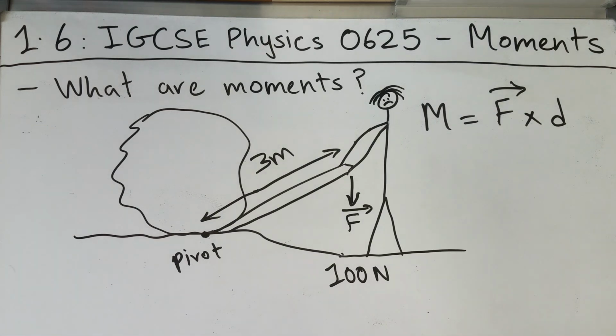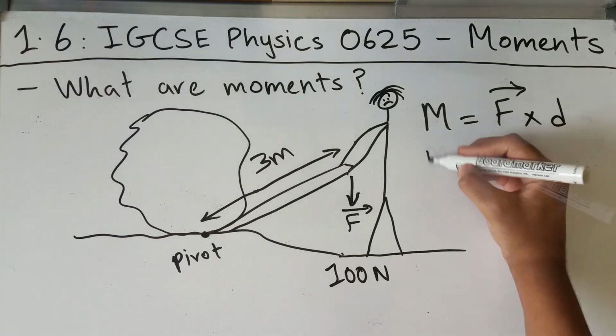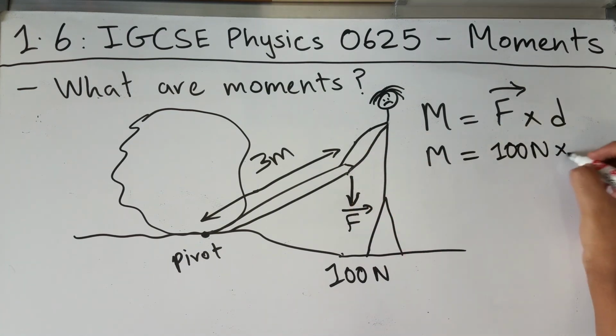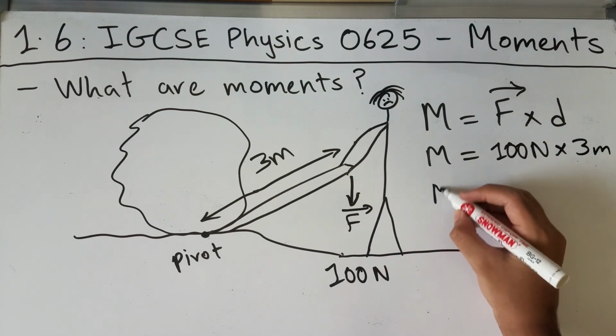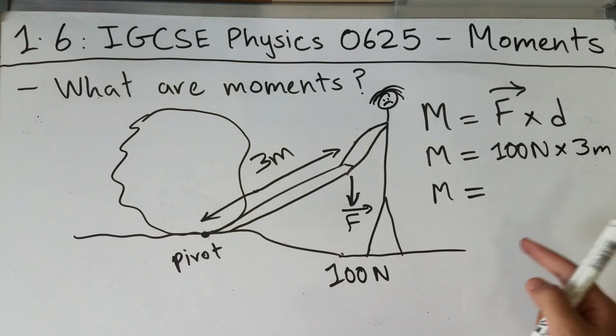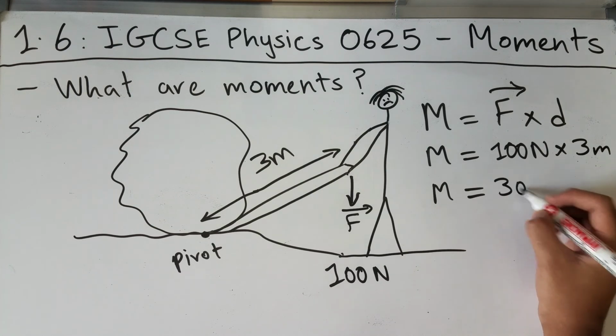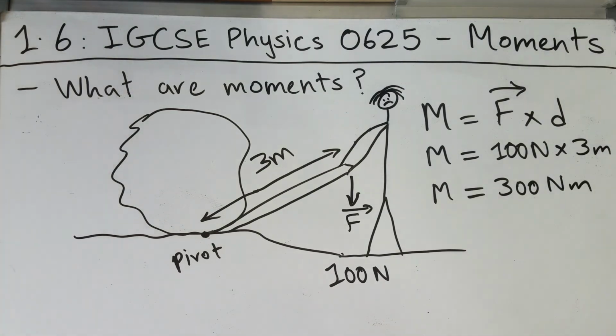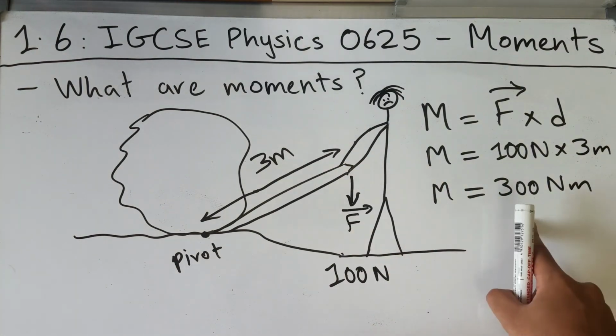Then we can calculate the moment of this force using this formula. So we know that the force is 100 newtons clockwise times the distance, which is 3 meters. And by looking at the units over here, we can see that we have newtons and meters. So the units of moment would be newton meters. So 100 times 3 is 300, and then we get the units. So the moment or the turning effect that this person is applying on this boulder is clockwise 300 newton meters.